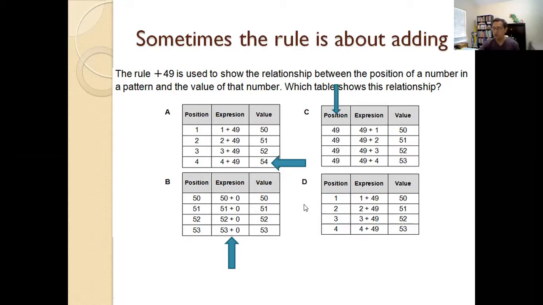Now, option D should be the correct one. Let's do it. 1, 2, 3, 4. Yes. Expression 1 plus 49, 2 plus 49, 3 plus 49, 4 plus 49. Correct. Value 1 plus 49, 50. 2 plus 49, 51. 3 plus 49 equals 52. And 4 plus 49 equals 53. So option D is correct. Everything here is right.